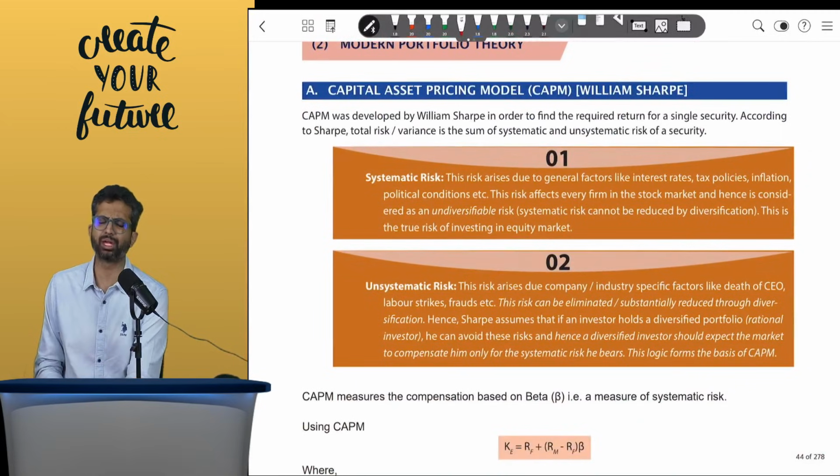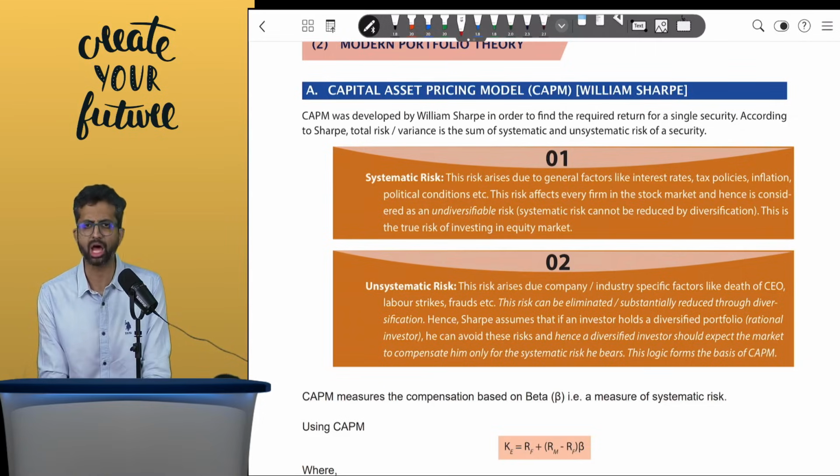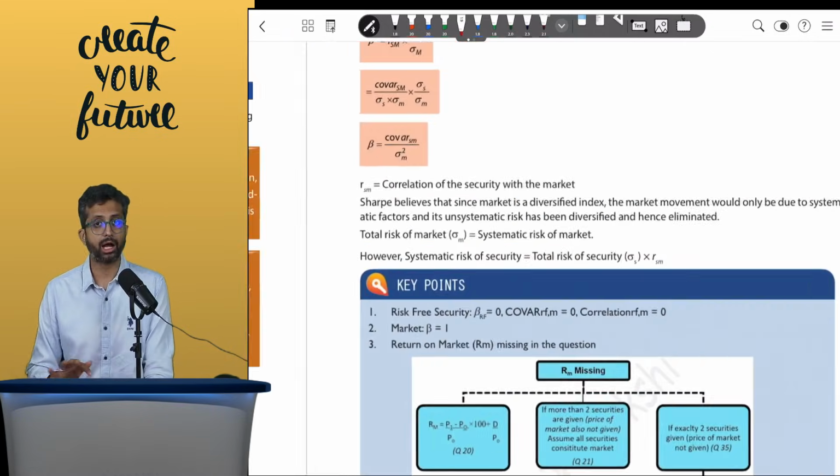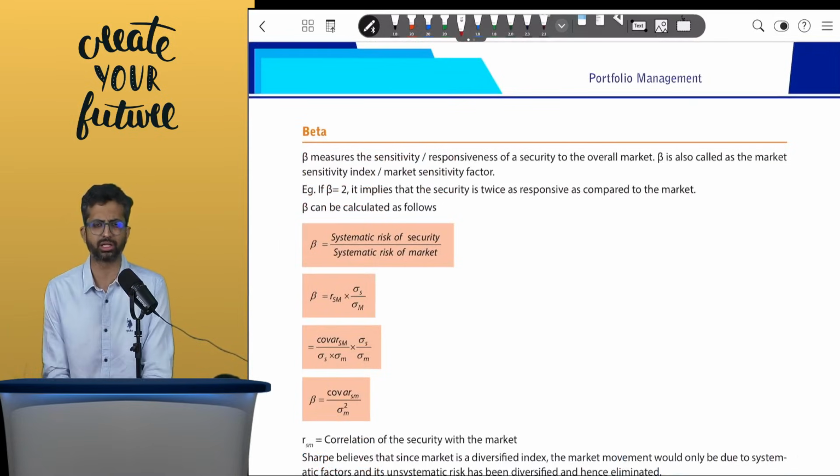So when you look at CAPM, there are two measures of risk as per William Sharpe, the systematic and the unsystematic risk. Systematic risk is arising due to non-diversifiable factors, whereas unsystematic risk is company-specific factors which can be diversified. Sharpe says that you should compensate an investor only for bearing systematic risk, and as a result, your KE can be calculated as RF plus RM minus RF into beta, where RF is the rate on a government bond, RM is the market rate on a similar market index, whereas beta is calculated as the sensitivity, which can be calculated as the systematic risk of the security upon the systematic risk of the market.